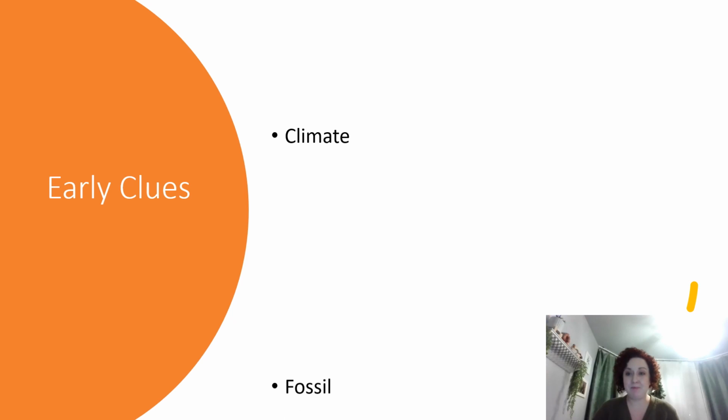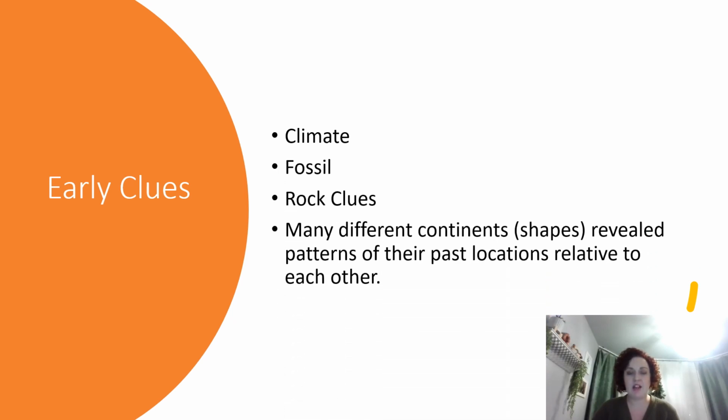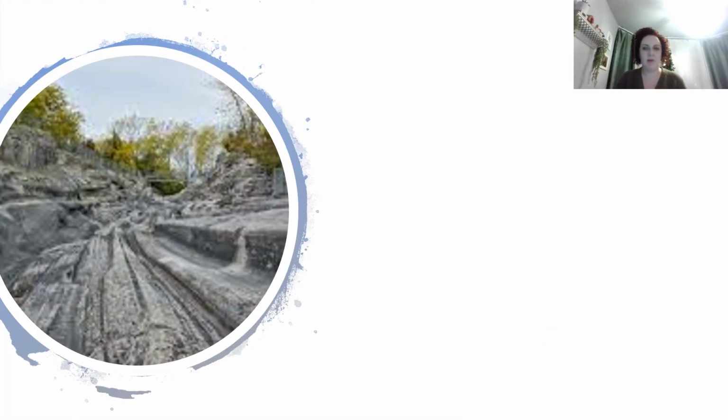So here are some of the clues that Alfred Wegener was taking a peek at. Climate, fossils, rock clues, and the fact that there are many different continent shapes that revealed patterns of their past locations relative to one another. Again, that South America to Africa sort of buddying up. So let's talk about each of these a little bit more in depth.